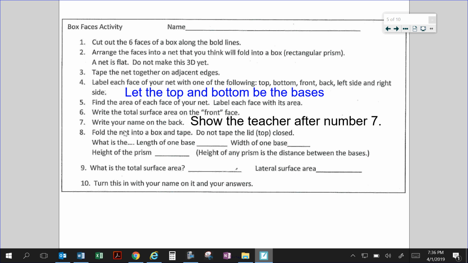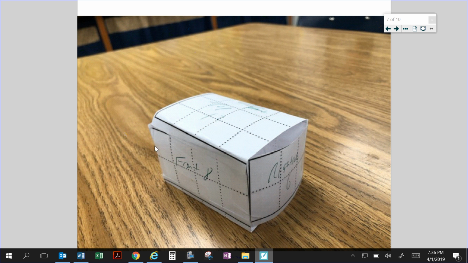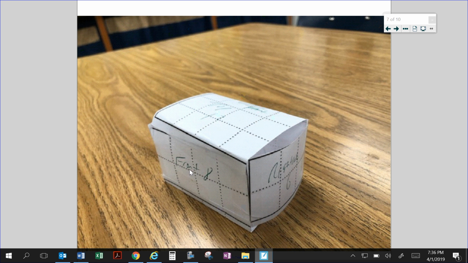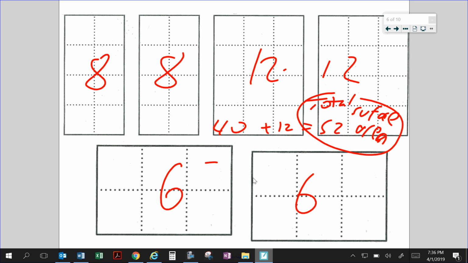Then you're going to fold a net into a box like this. You're going to actually make this box. So here's the front side of the box, the right side of the box, the top of the box. If this is the front side, will the back side be congruent? Yes, it will. If this is the right side of the box, will the left side be congruent? Yes, it is. If the area of the top of the box is 12, what would the area of the bottom of the box be? It will also be 12. So the total surface area, the total area of the faces, is 52 square units.